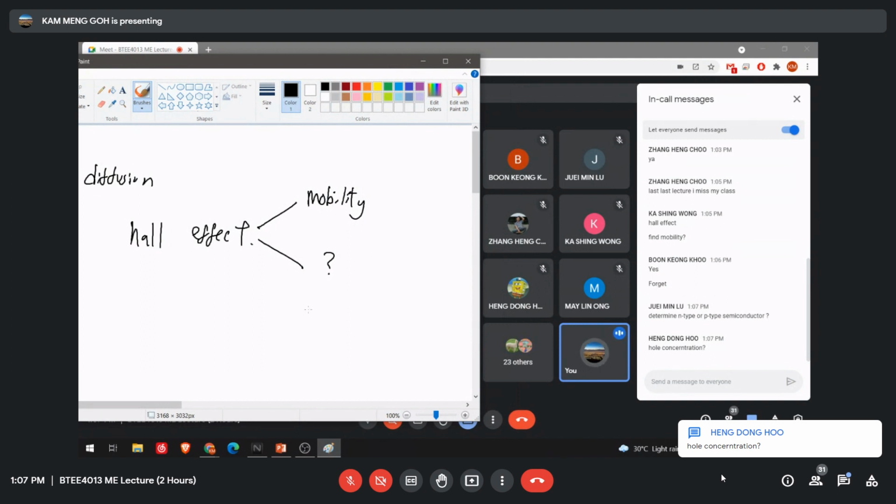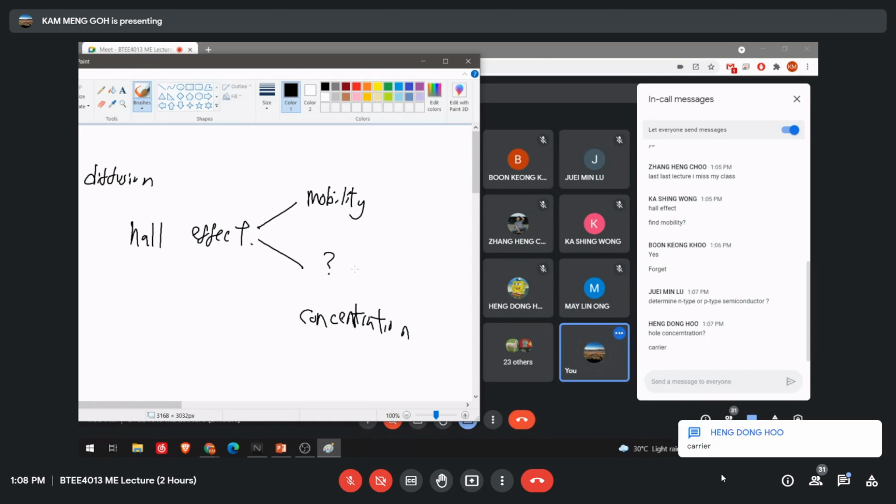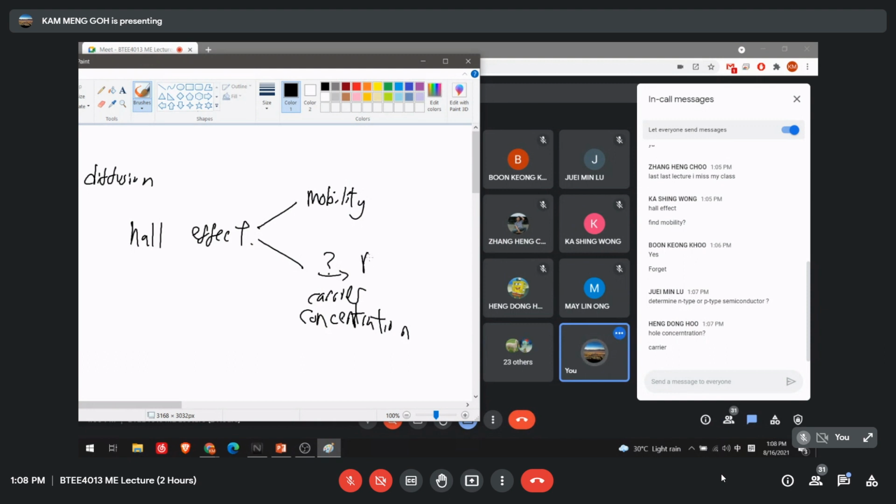Yes, we are looking for concentration. But what concentration? We are using the Hall device to find the concentration. What kind of concentration? Is it either hole concentration or the what? The electron concentration only. One important word. I know it's carrier concentration, but what is the important word? Start with M. Hu Heng Dong?